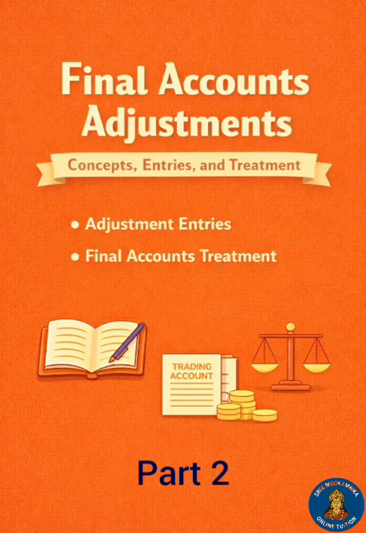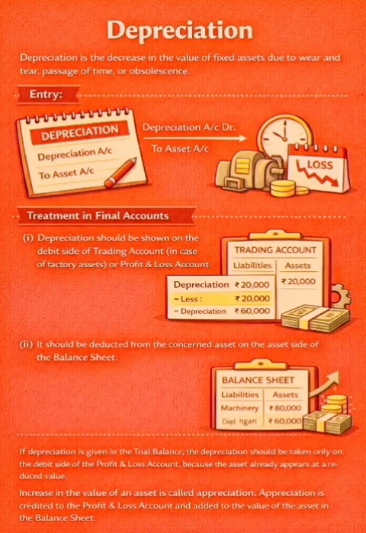Final Accounts Adjustments Part 2. Depreciation. Depreciation is the decrease in the value of fixed assets due to wear and tear, passage of time, or obsolescence. Entry: Depreciation account debit to asset account.